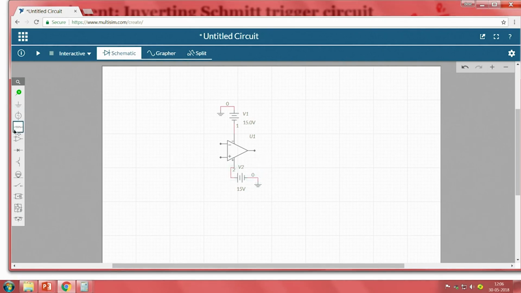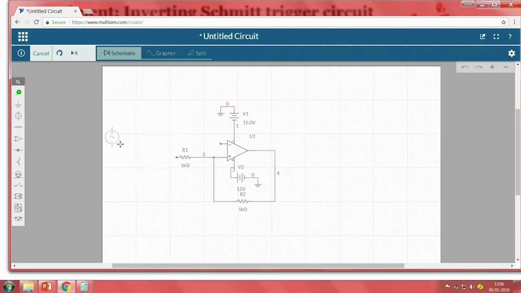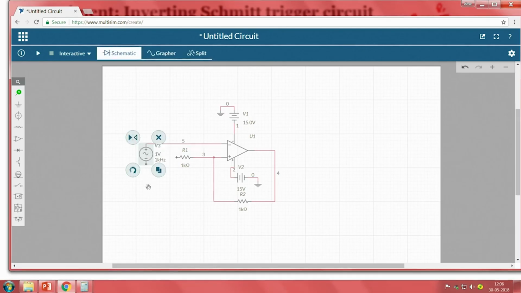Now, next thing is we have to take resistors and connect them. So, we know that since it is an inverting Schmitt trigger, it should always have positive feedback. So, I am connecting one resistor to the positive terminal, one more resistor for positive feedback from here to here. And where is the input to be connected? Since it is an inverting Schmitt trigger, input should always be connected to the negative terminal, right.